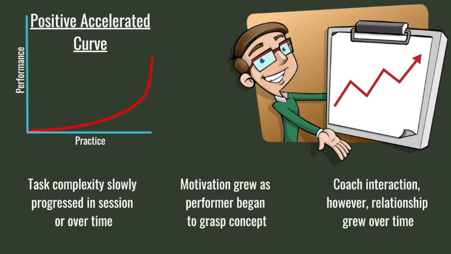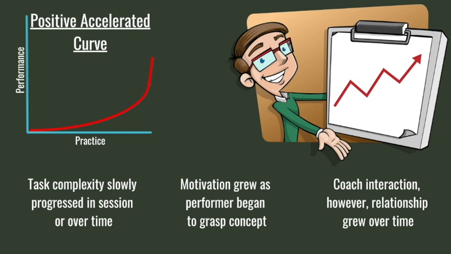Or the coach interaction and the relationship improved over time. Maybe the coach was using the wrong teaching style or the wrong techniques for you as a performer, and therefore it took a while before you realised what worked within that relationship between the two. And these are the factors that can infer a positive accelerated curve as a learning curve.